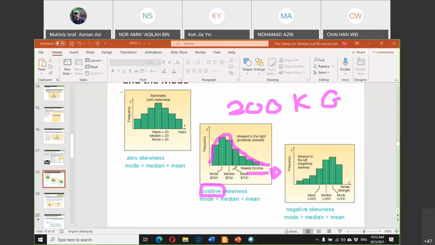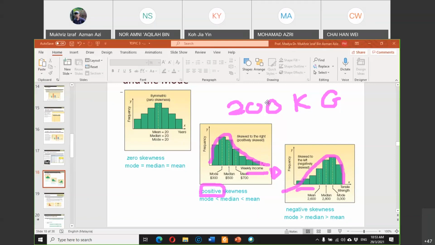Okay, positive skewness is affected by extremely high values. Negative skewness is the opposite way around. The mode is on the right, the mean is on the left. Why is the mean on the left? Because the mean is the average. So why does the mean become smaller than the mode? Because you have extremely small values.